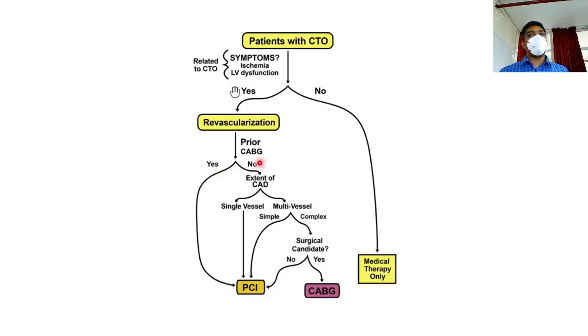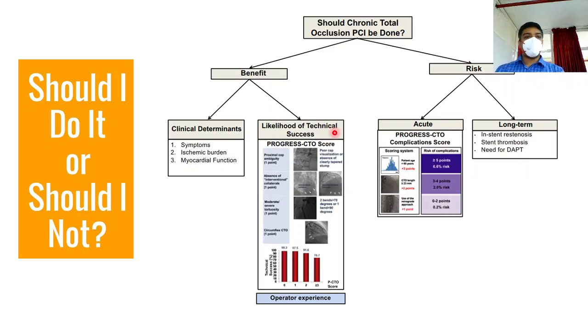But otherwise, if no CABG was done earlier, you have to assess the other factors, like the extent of the lesion, whether a big territory is involved, and whether it is single vessel or multivessel. Based on that, we have to go for a PCI. If it's a surgical candidate, then we can opt for a CABG. If it's not symptomatic, continue with medical therapy. So this is just the general approach.